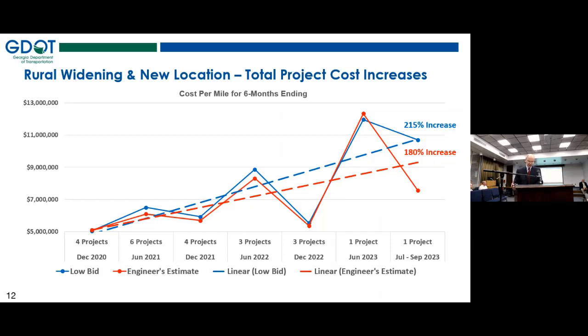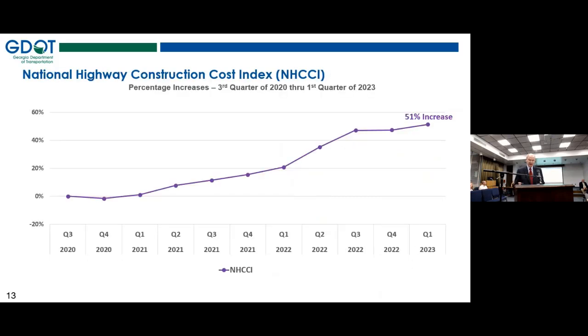And to put this in perspective, how Georgia is doing, we're not the only state having to deal with these challenges. So the next slide is the National Highway Construction Cost Index, and that's published by the U.S. Department of Transportation Federal Highway Administration.